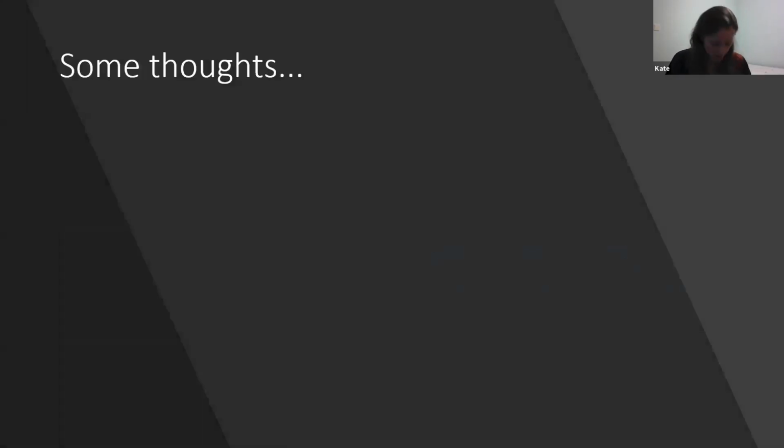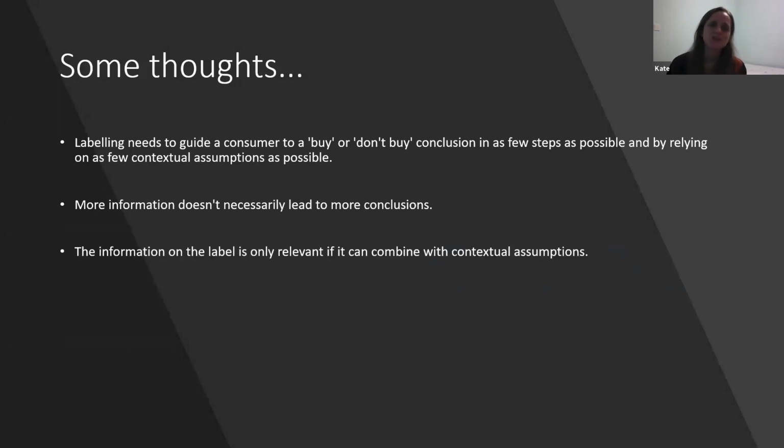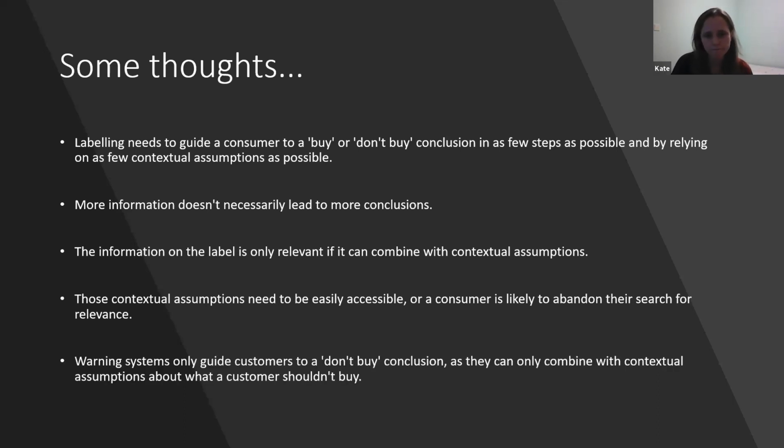So some thoughts at this point. Labeling needs to guide a consumer to either a buy or don't buy conclusion in as few steps as possible and by relying on as few contextual assumptions as possible. More information on the label doesn't necessarily lead to more conclusions. The information on the label is only relevant if it can combine with contextual assumptions, and easily accessible contextual assumptions. They have to be easily accessible, or a consumer is likely to abandon their search for relevance.